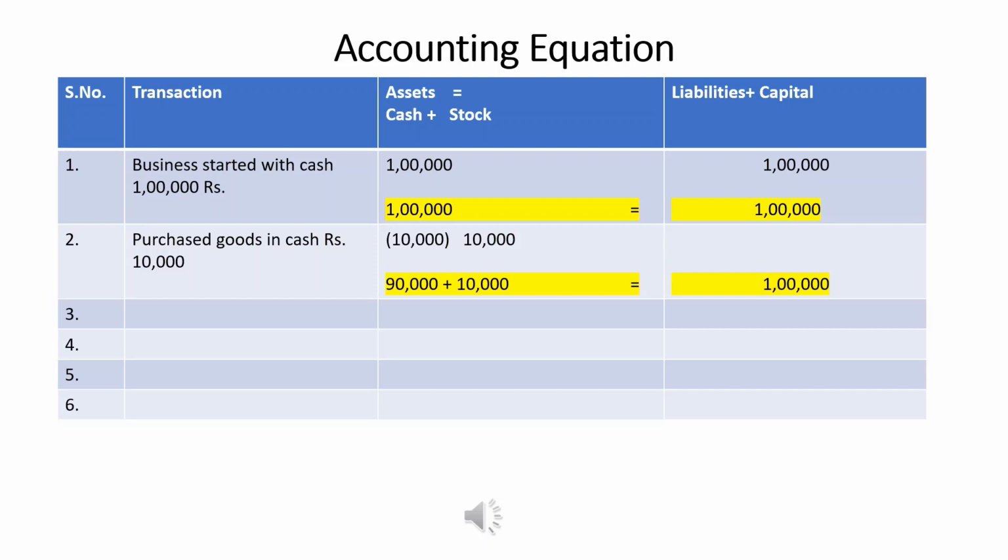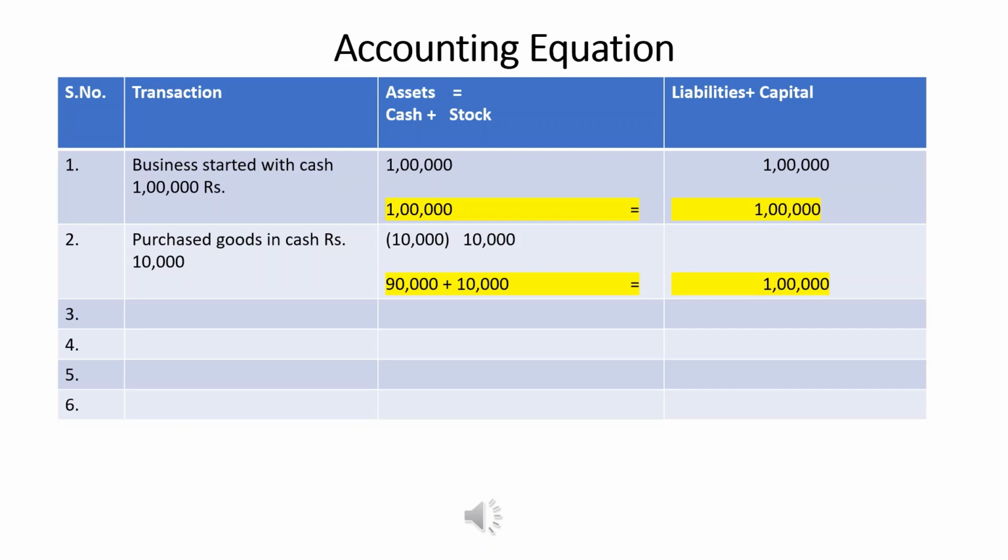Second transaction, purchased goods worth rupees 10,000 and paid in cash. Now when we purchased goods and we are paying in cash, that means we are reducing the cash balance of the business by 10,000 rupees. We had 1 lakh rupees cash after the first transaction. Now we have spent 10,000 rupees of that to purchase goods.